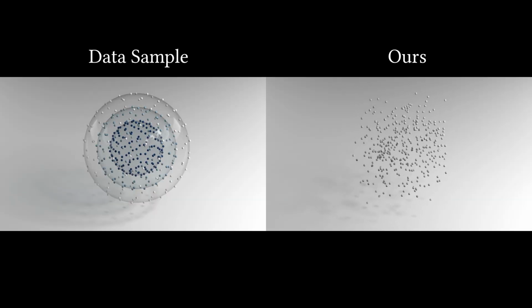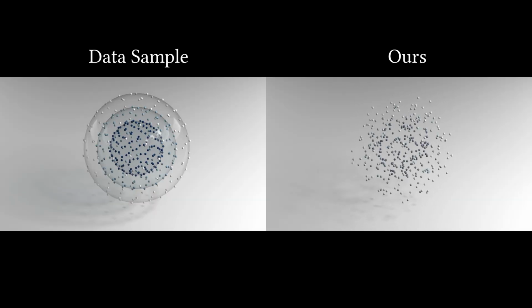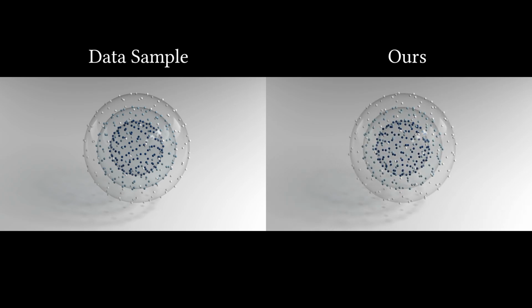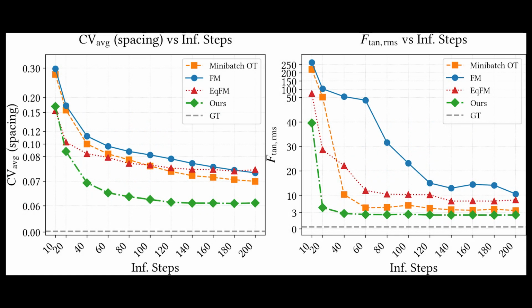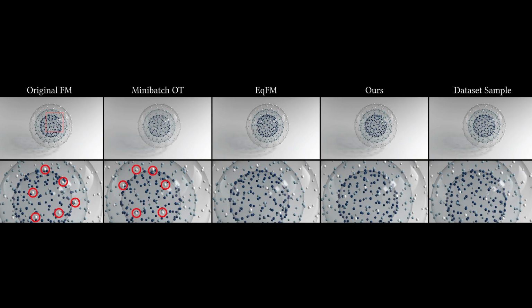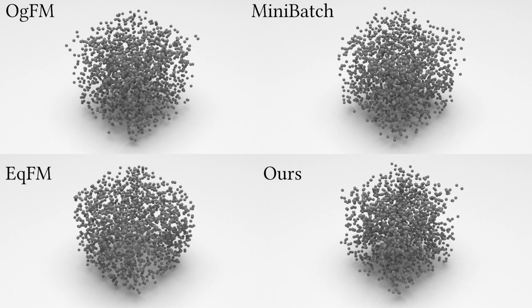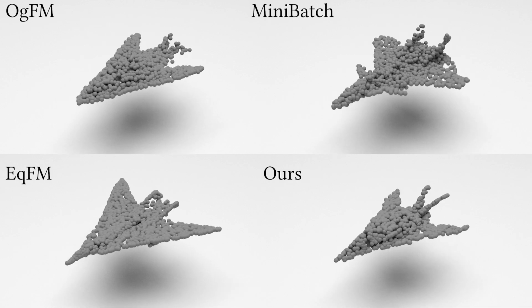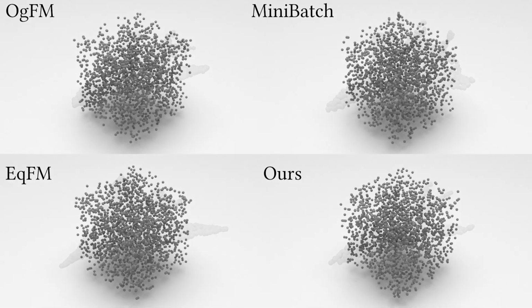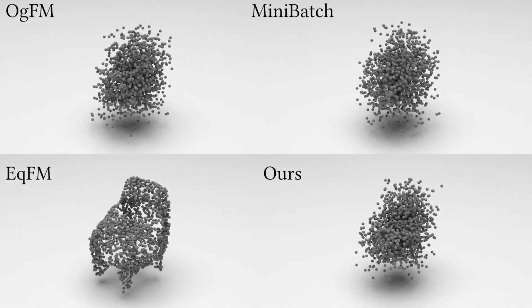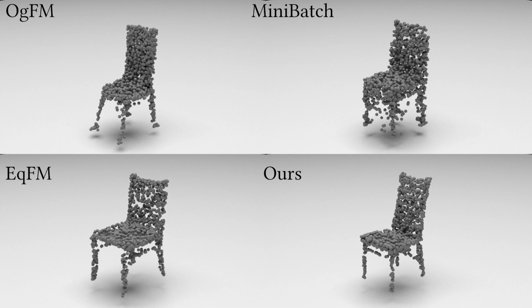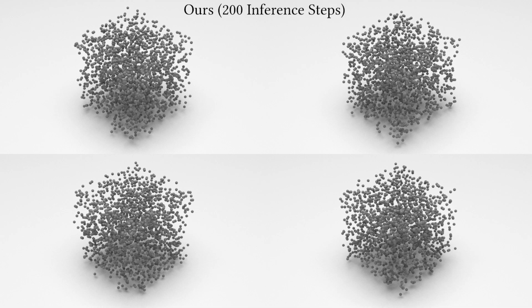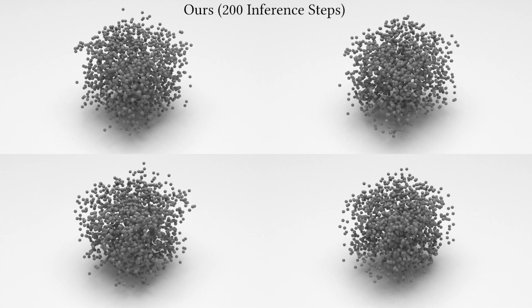Next, we show multi-layer Thomson problem generation, where our method generates electron configurations that are highly consistent with the dataset samples. We evaluate using spatial uniformity and the average residual Coulomb forces. Here we show the qualitative comparison results. We then show 3D generation results. We first show shape generation with only 40 inference steps, where other methods fail to produce satisfactory results. We additionally show shape generation results for our method with 200 inference steps.